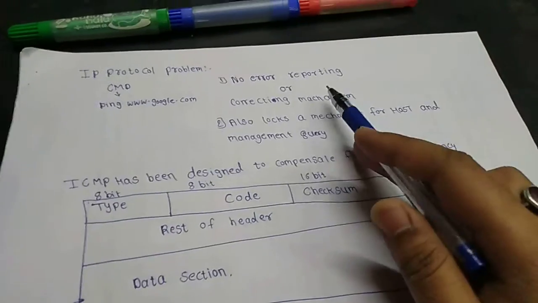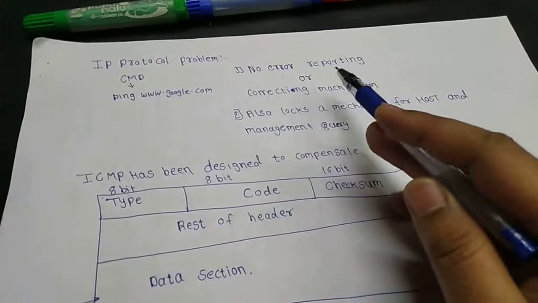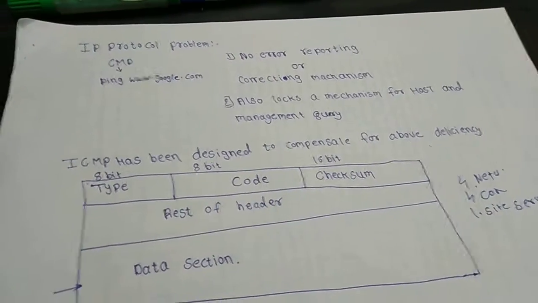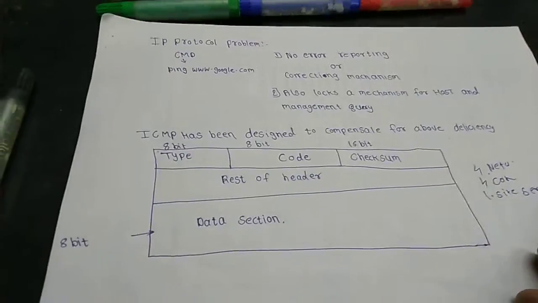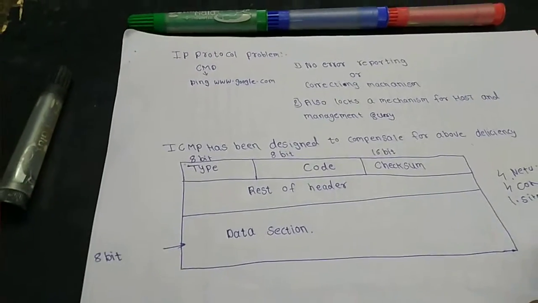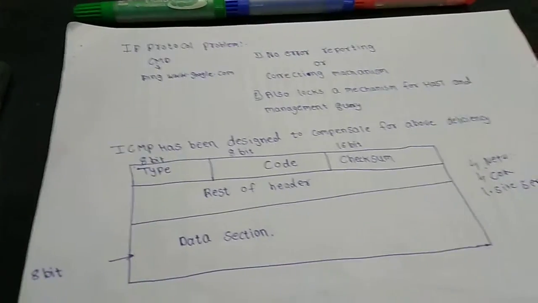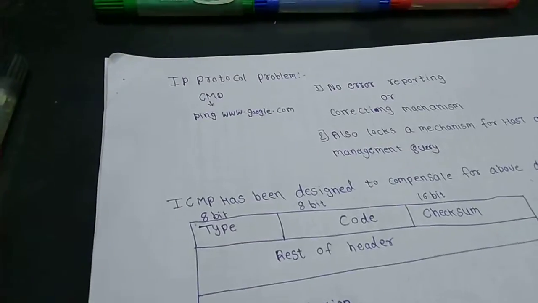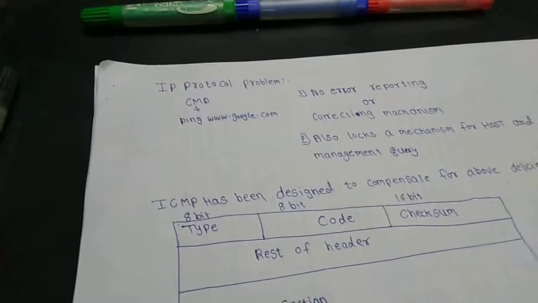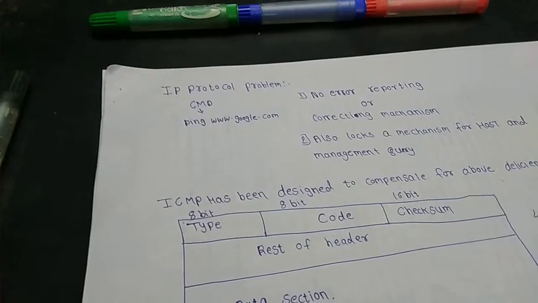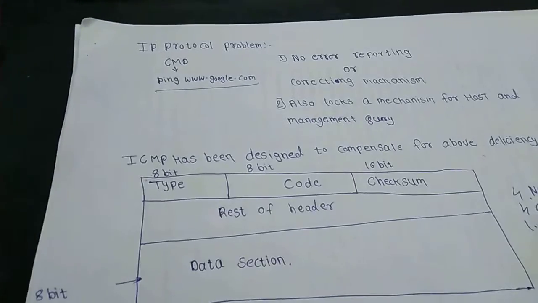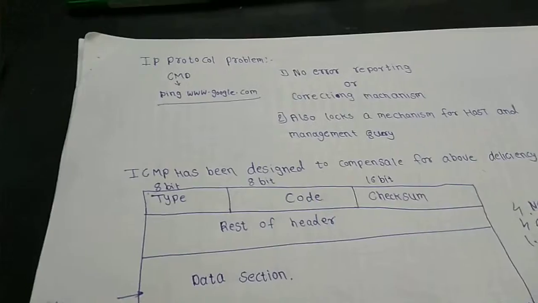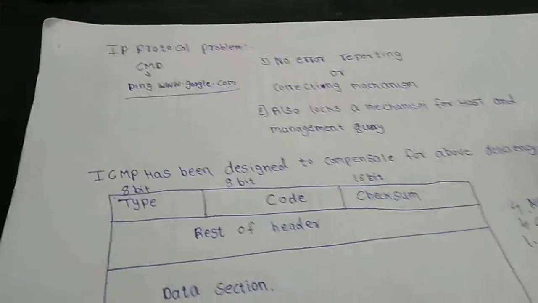So the IP protocol has no error reporting or connection management. Second, ICMP also works as a mechanism for host and management queries. For example, go to the computer, open the start menu, type CMD, and open it as administrator. Then enter the ping command, like ping www.google.com. It provides the Google IP address on your computer.